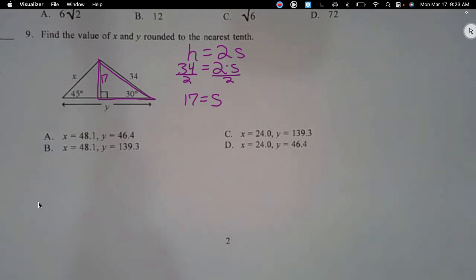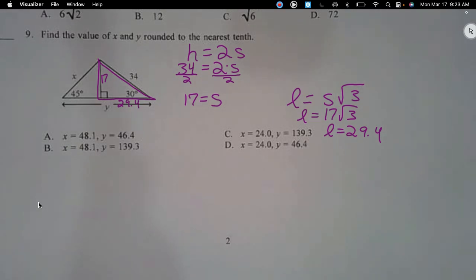So that's my 30. Now I need my long side. Okay? How do I find the long side of a triangle? L equals S times the square root of 3. What's my short side? 17. What did you notice about all their answers? They are in decimals. So what am I just going to change mine to? A decimal. 29.4. Okay, so the long leg is 29.4. I'm going to put that right here. Are we good so far?